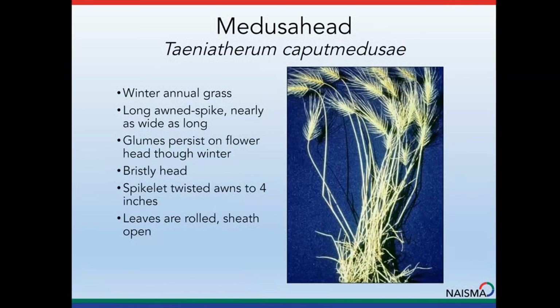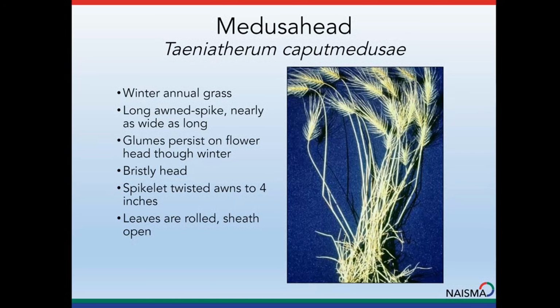Moving on, Medusa head is another winter annual grass that we deal with. It has a spike with long awns that is nearly as wide as long. If you were to have that open up, it would look fairly equal. The glumes persist on the flower head through the winter, so all of the flower parts don't dehisce or fall off. Of course, it has a bristly, spiky head, and the spikelets have twisted awns that can be up to 4 inches long. The leaves are rolled and the sheath is open.